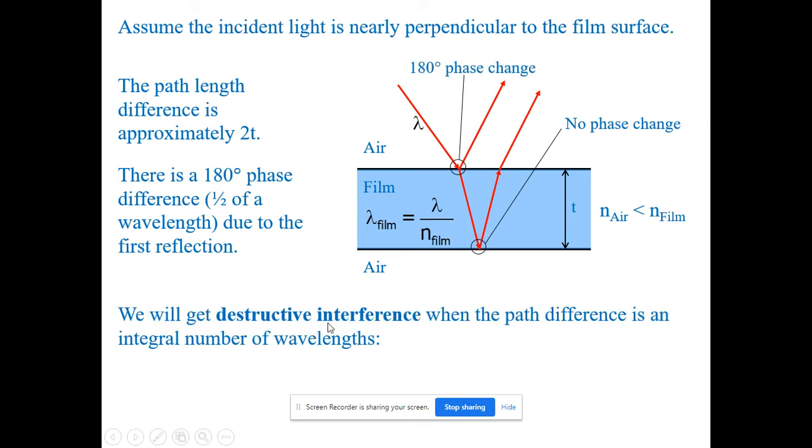So we will get destructive interference when the path difference is an integral multiple of wavelength. So what will happen if we consider the path difference? The path difference would be 2t plus lambda by 2, and that should be a half integer, so the half integer needed for destructive interference will be cancelled out.